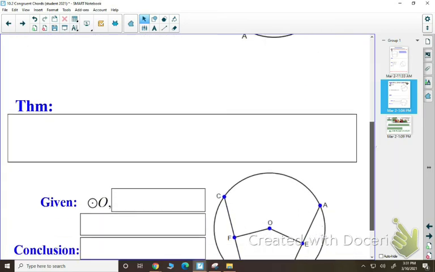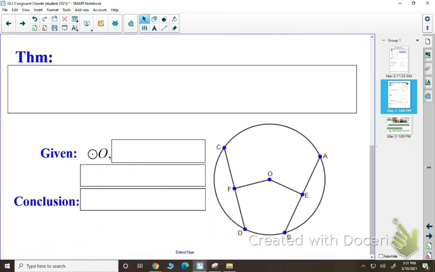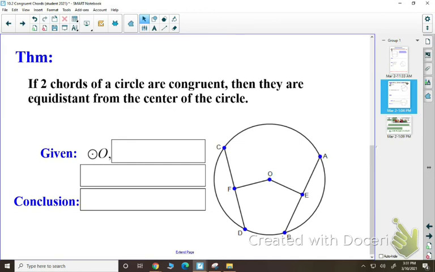Okay, continuing on here, we've got a theorem we're going to talk about next. It says if 2 chords of a circle are congruent, then they are equidistant from the center. So this is just going back in the other direction from the first theorem we talked about today. So again, it's biconditional because it works in both directions.